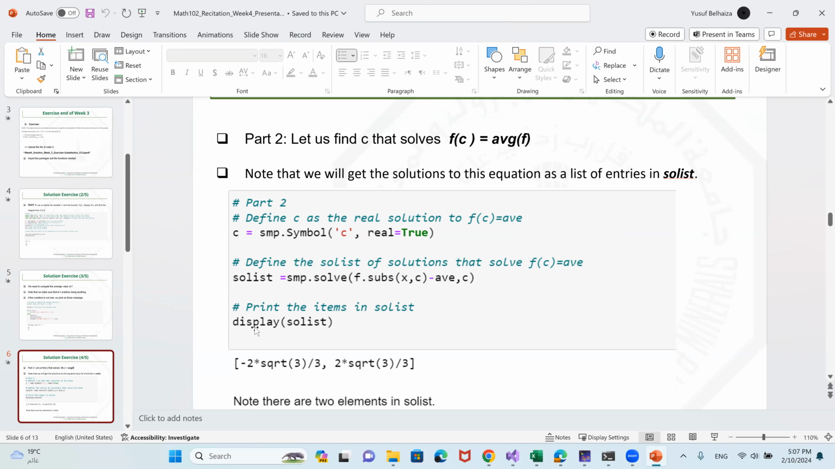And we will display the sol list. And as you see, after the execution, we have this display. So there are two solutions, minus 2 square root of 3 over 3 and plus 2 square root of 3 over 3. So there are two elements in sol list. Now the question: which one belongs to the interval 0, 2?